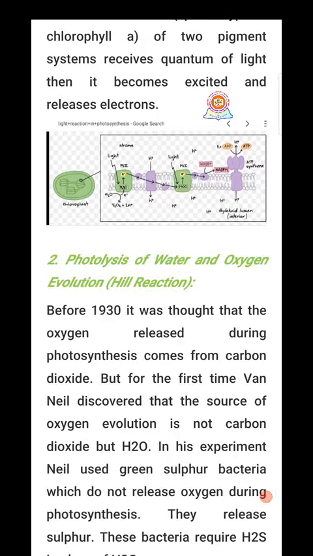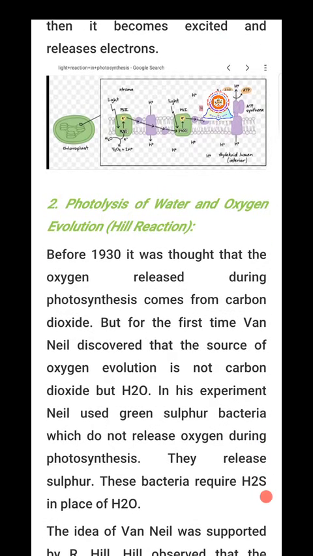The second step in the light reaction is photolysis of water and oxygen evolution. That is the Hill reaction. Before 1930, it was thought that the oxygen released during photosynthesis came from carbon dioxide.